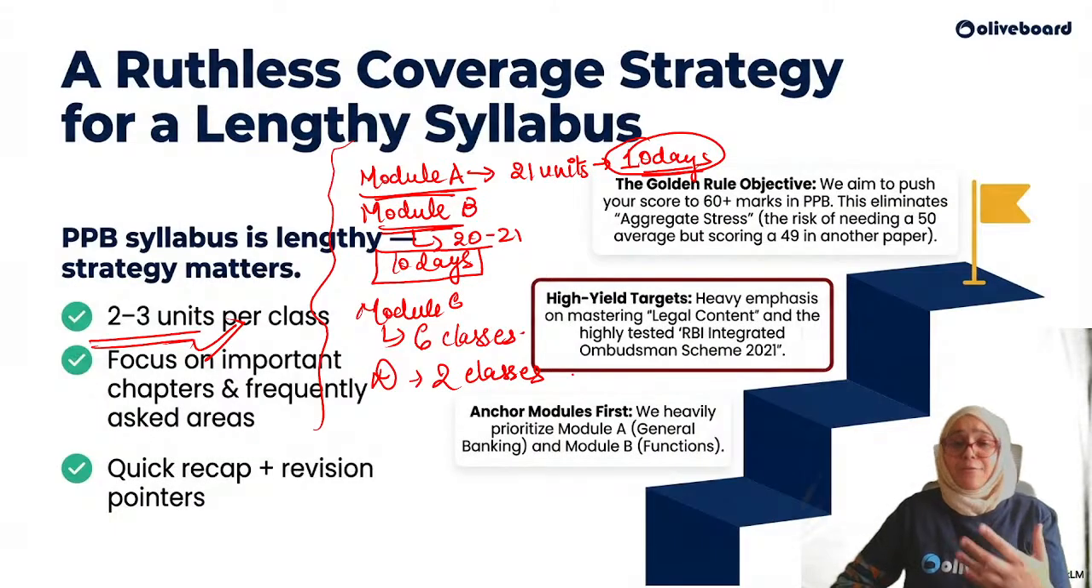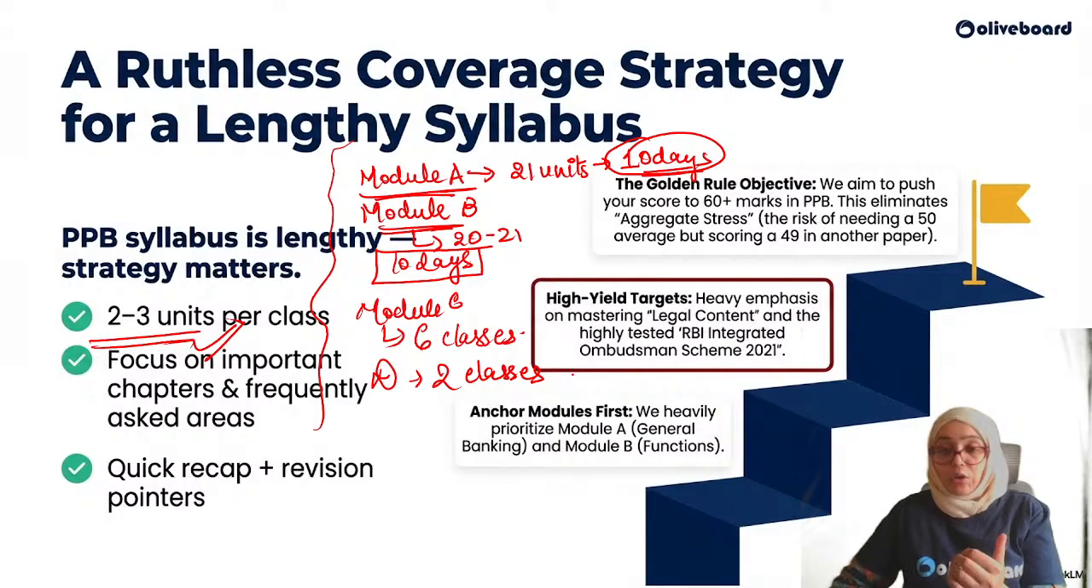So what do we have to do? We have to prioritize module A and B first, because they are obviously the lengthiest and the most important modules. So starting with module A, then B, then C, then D. Quick revision classes, structured revision classes, no MCQ preparation, right?